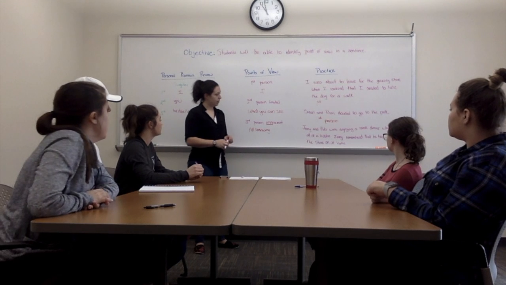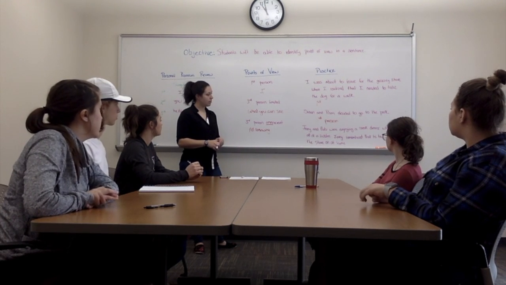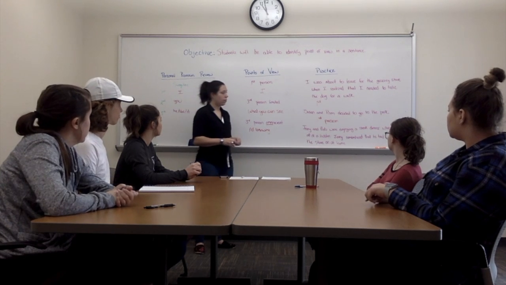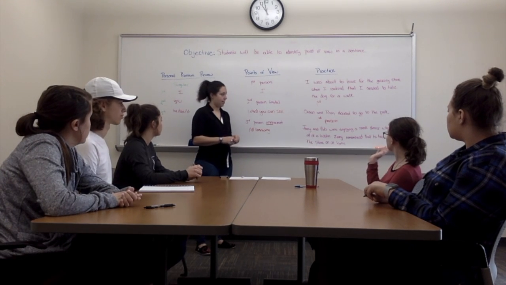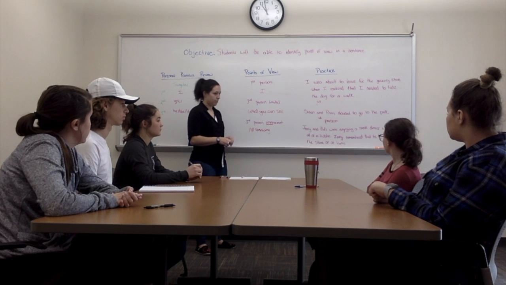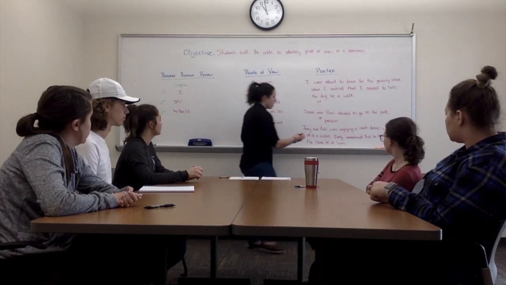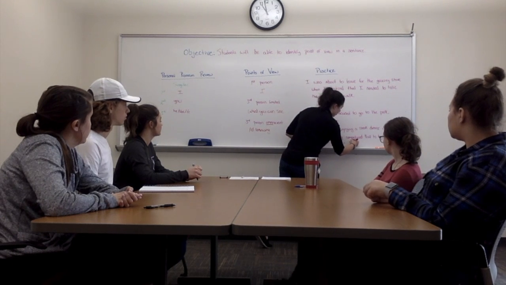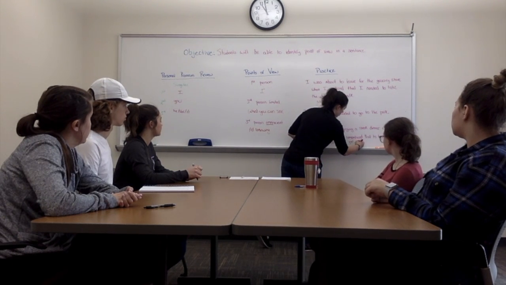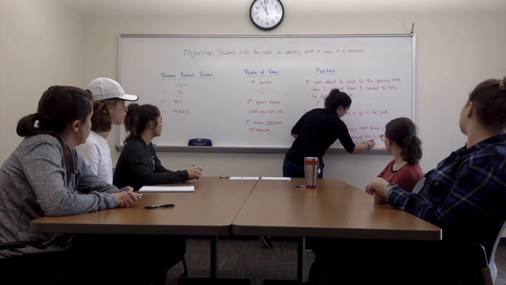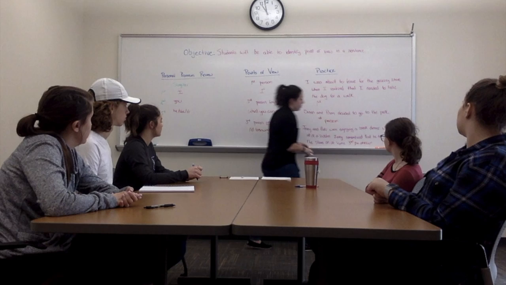Brittany. Jerry and Bob were enjoying a steak dinner when all of a sudden Jerry remembered that he had left the stove on at home. Excellent. So, what's the point of view on this one? Kendall. It's third person omniscient because you know what Jerry's thinking. Exactly right. We've got Jerry and Bob as third person nouns. And then we know that it's omniscient because we know what they're thinking, not just what they're doing.